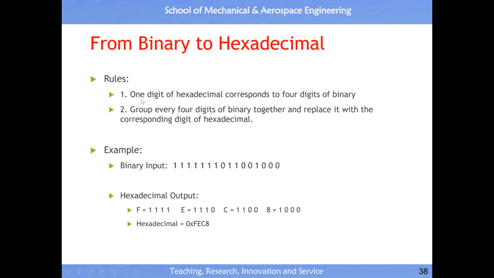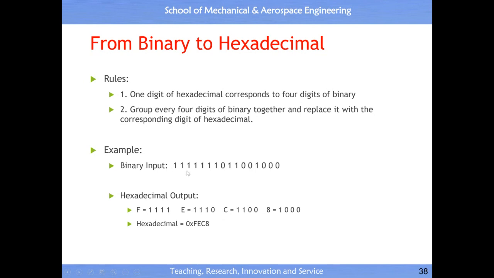Rule number 1: one digit of a hexadecimal number corresponds to 4 digits of a binary number. This is a very powerful tool. For example, when you see F, you immediately know F corresponds to 1111. If you see C, then C corresponds to 1100. Or if you see 1100, convert it into C. Done already. For example, we have this input.